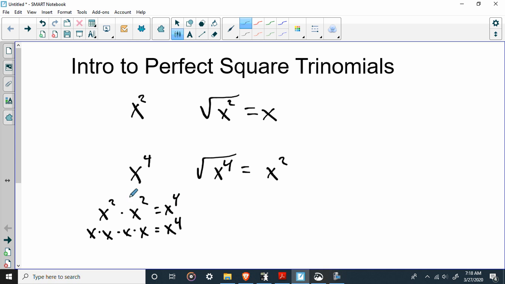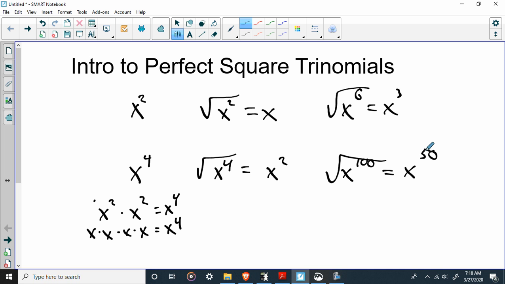So what times itself is that? So very simple. All you have to do is divide that exponent by 2. So if I said x to the sixth, the square root of that is x to the third. If I said x to the 100th, x to the 50th. Okay? Good?